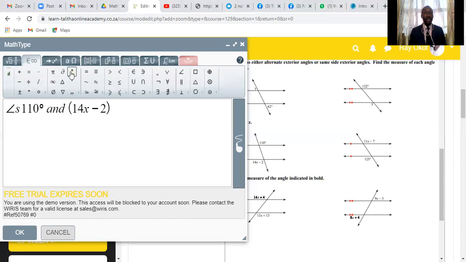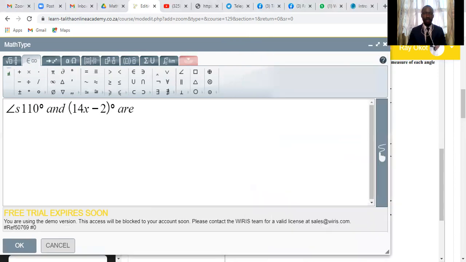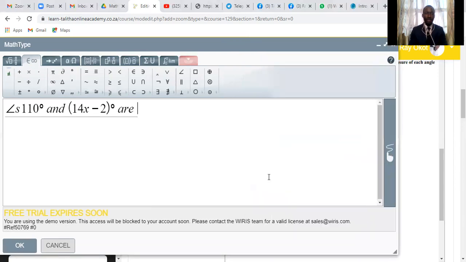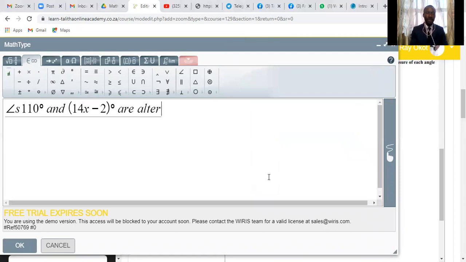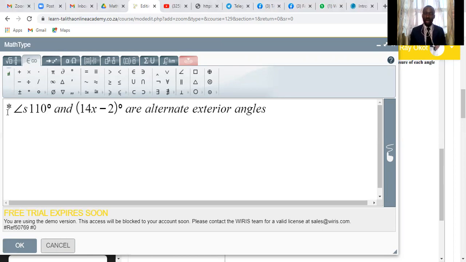Yeah, okay, so these two angles are what? They are alternate exterior angles. That's the first thing we want to put right there. So we say these angles are exterior. Yes, that is the first claim that we have presented. These two angles are alternate exterior angles.